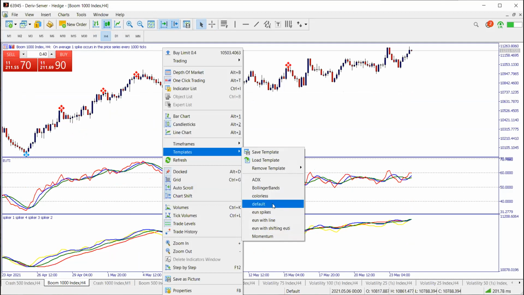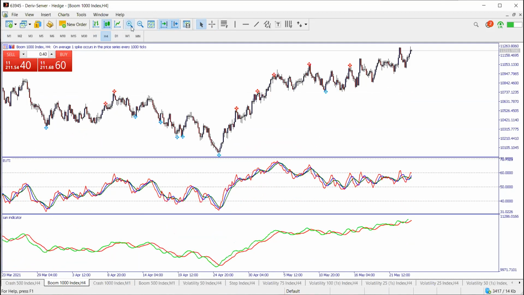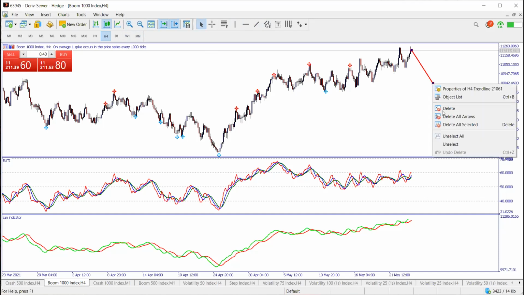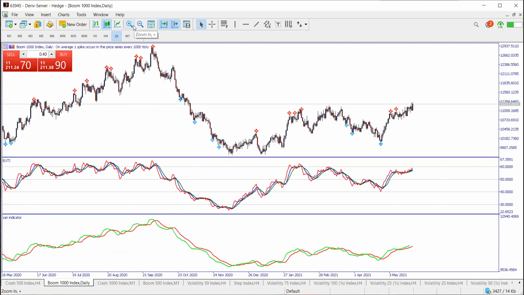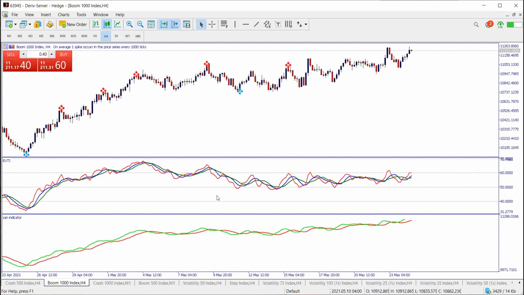So we come on Boom 1000. Boom 1000 has been ranging, but it does not seem like we still have more strength to go up. So I'm expecting a major sell on Boom 1000. I'm expecting it to sell deep. So whatever you do, avoid buying Boom 1000. We are preparing to sell it. So let us give it time and see where it is headed.